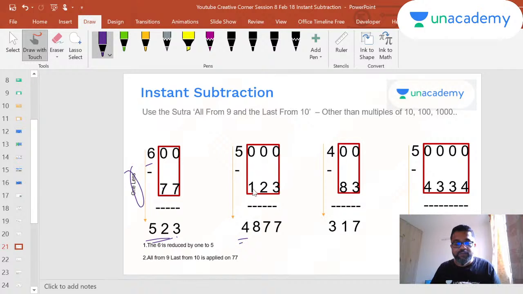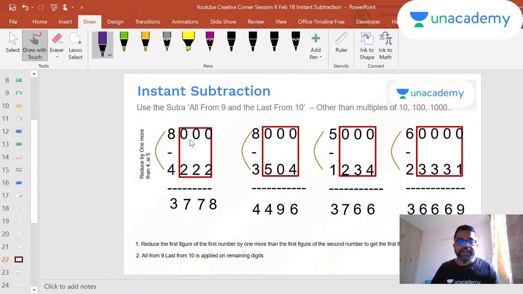So 5,000 minus 123: 5 becomes a 4. 10 minus 9, 1 is a 9, 9 minus 1 is an 8, 9 minus 2 is a 7, 10 minus 3 is a 7. So that's what it is. So try this at home. You'll find that as you deal with more subtractions, we'll get to it now. We still only have 15 minutes, right? So now another variation of it, right?